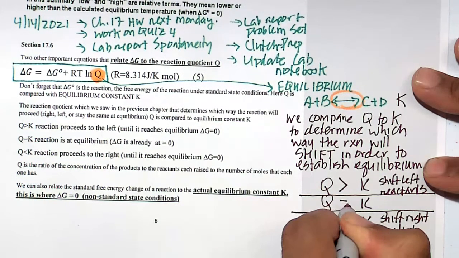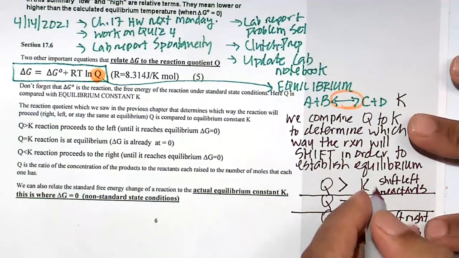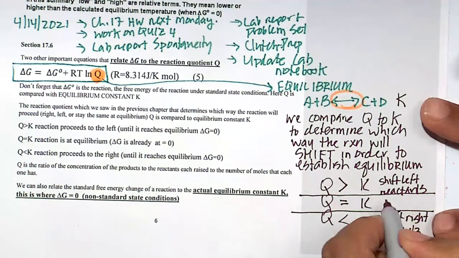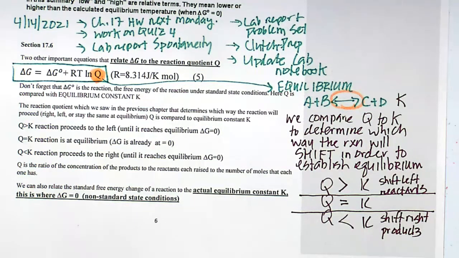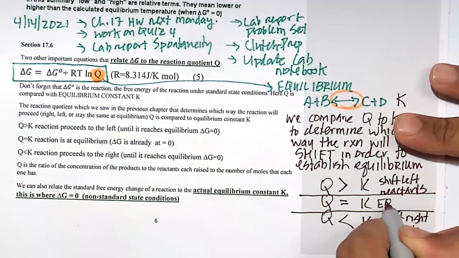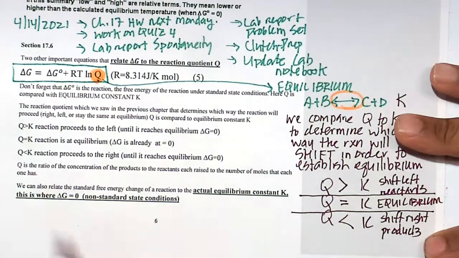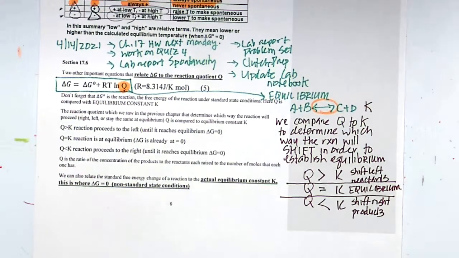And then finally, if Q is equal to K, it's kind of like 50-50. Then there's really no shift. The reaction is at equilibrium. It's settled. Whatever the equilibrium constant is, either more products than reactants, or more reactants than products, the reaction is settled. It's not going to shift any way whatsoever. So we call that scenario an equilibrium. That's where this Q comes into the context of this equation.